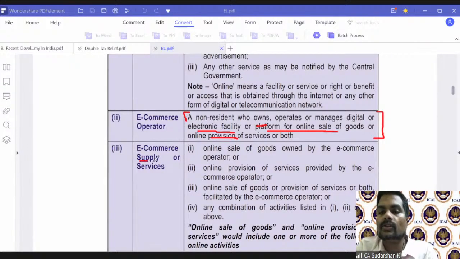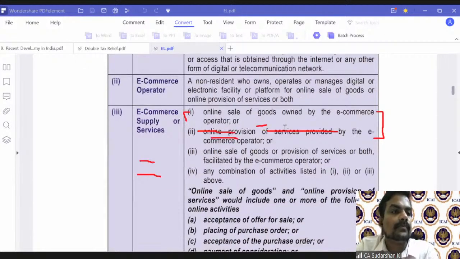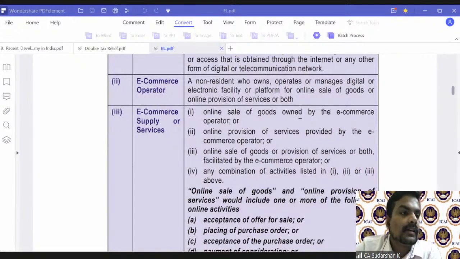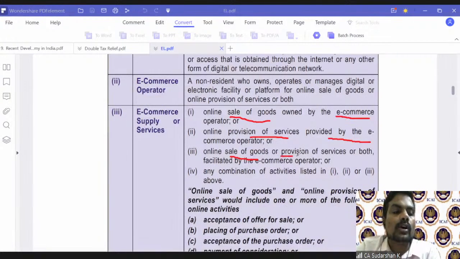So an e-commerce operator getting consideration for e-commerce supply or services. You can see the word supply. These are all GST terms. What is an e-commerce supply or services? If the non-resident e-commerce operator does any e-commerce supply or services, what is it? That is defined under 164 CB of the Finance Act, which is any online sale of goods owned by the e-commerce operator, online provision of services provided by the e-commerce operator, or online sale of goods or provision of services or both facilitated.